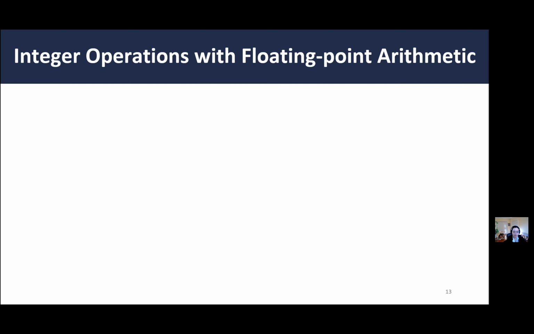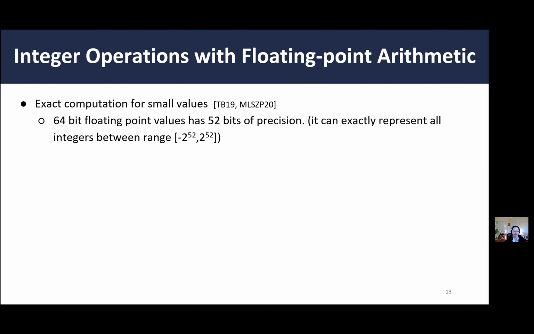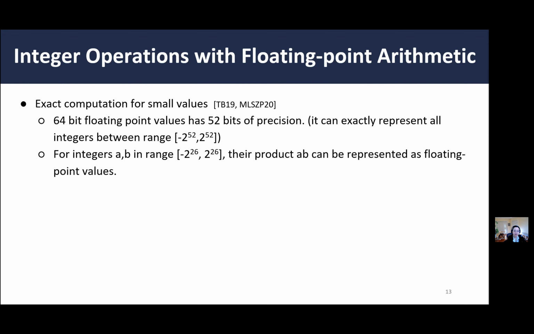We use two features to do this. The first feature is that we can do exact computation for small values. For a 64-bit floating point value, we have 52 bits of precision. That means for integers A and B in the range of -2^26 to 2^26, we can represent them as floating point values and do calculations accurately.